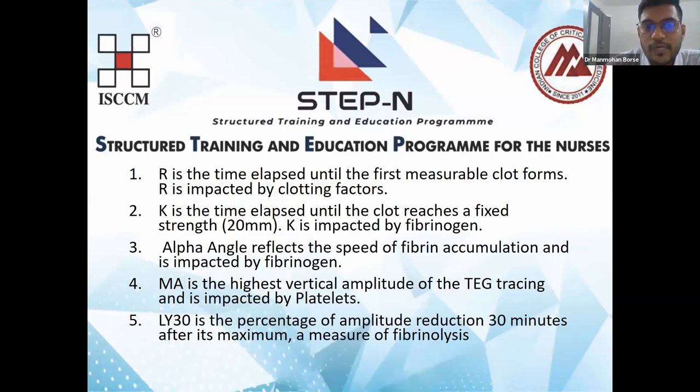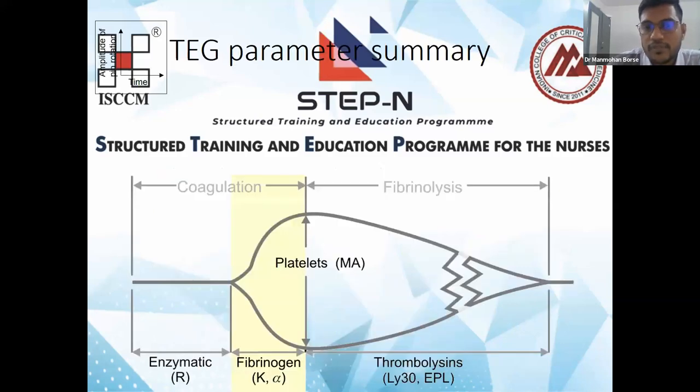So maximum amplitude, as I say, is the maximum highest vertical amplitude of the TEG tracing, and it is impacted by the platelets. So remember what is affected by which blood products. R time is affected by the clotting factors. K and alpha are affected by the fibrinogen. Maximum amplitude is affected by platelet function or platelet count. And lysis 30 is the percentage of amplitude reduction at 30 minutes after it reaches the maximum amplitude. So after 30, you will see the lysis. The first half of the TEG shows the coagulation workup, and the second half shows the fibrinolysis.